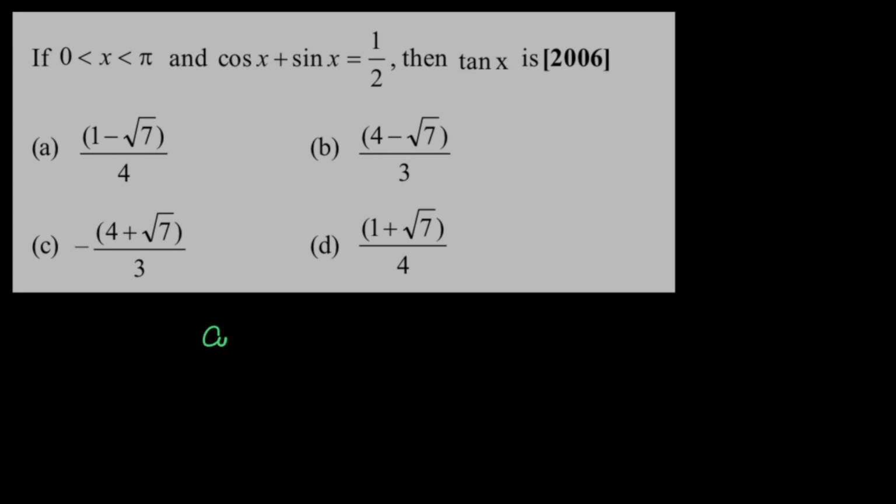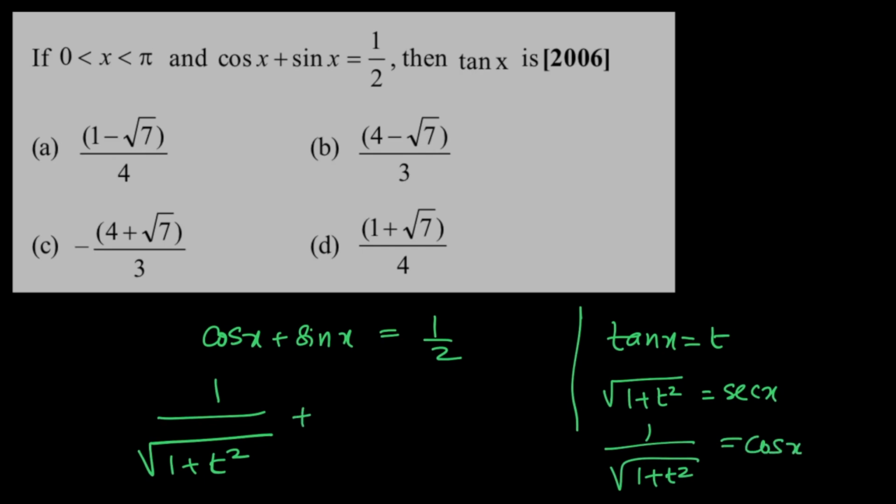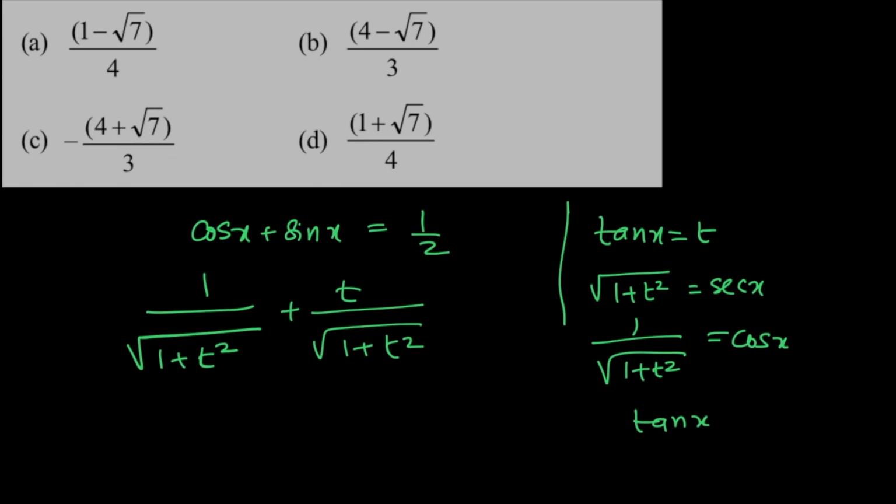So we have cos x plus sin x is equal to half. Now I'm going to rewrite the entire expression in terms of tan x. So cos x is 1 by sec x. If I call tan x as t, your cos x is going to be 1 by root over 1 plus t square. Why? Because if tan x is t, root over 1 plus t square is equal to sec x, and 1 by root over 1 plus t square is going to be cos x. And your sin x will be t by root over 1 plus t square. Why? Because tan x divided by sec x will be sin x. Okay, so this is equal to 1 by 2.